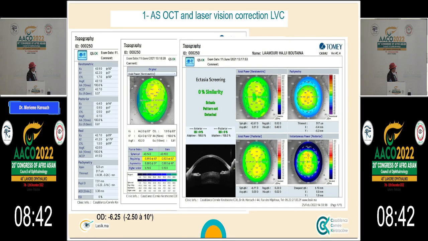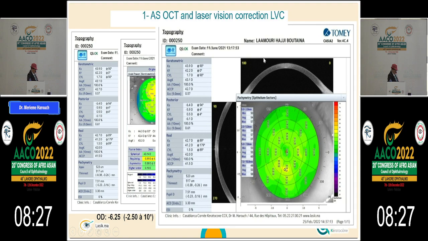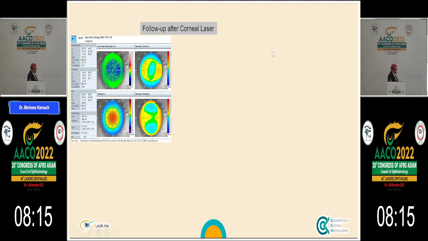And after that we have ectasia screening, to have elements for keratoconus or not. After we have the epithelium map, with a diameter of 10 millimeters. So with this we can say whether the patient is eligible or not for laser vision correction.